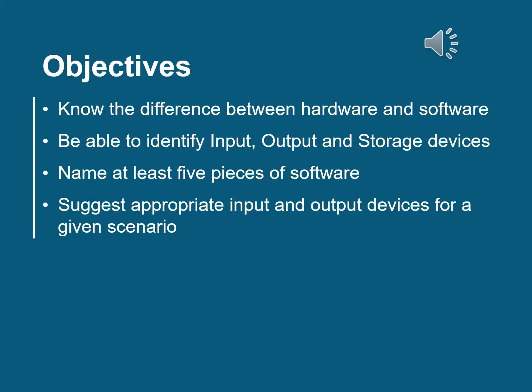Today's lesson is all about understanding the difference between hardware, such as the keyboard, and software, such as Microsoft Office. You should be able to identify what are the input, output and storage devices related to a computer and name some different types of software. Also be able to suggest which would be the best input and output devices for a particular scenario.